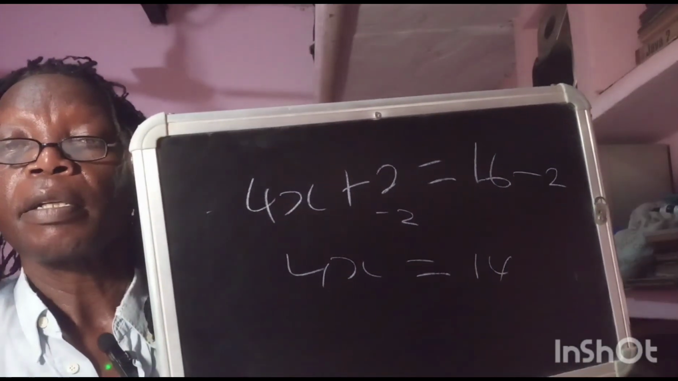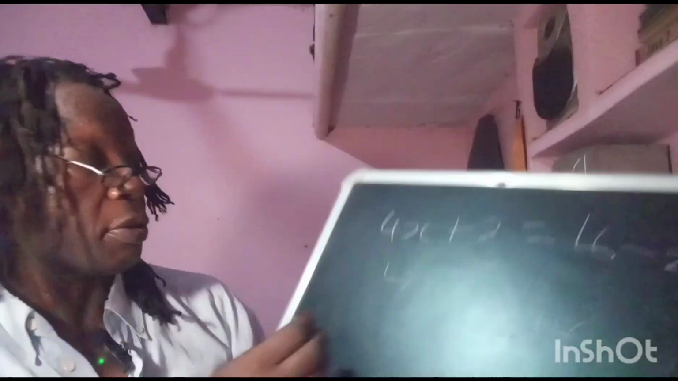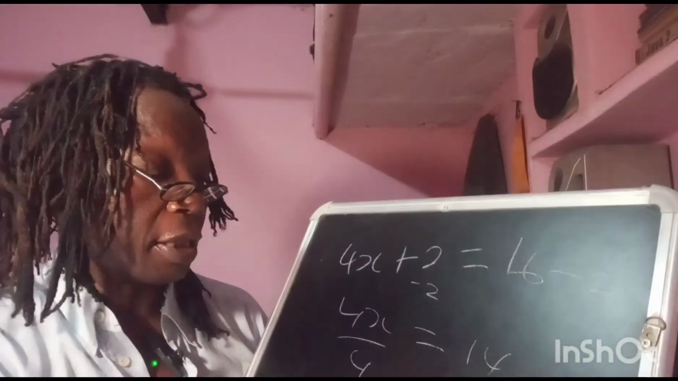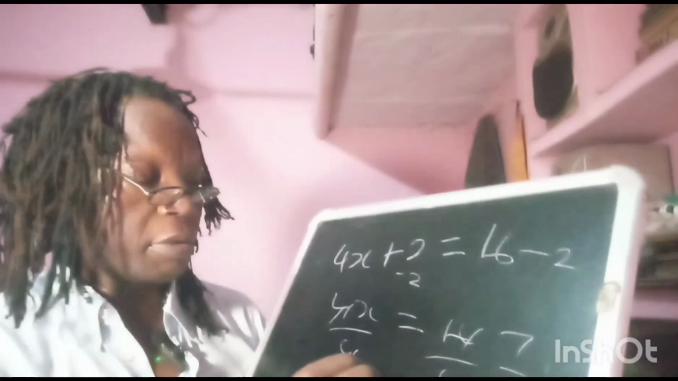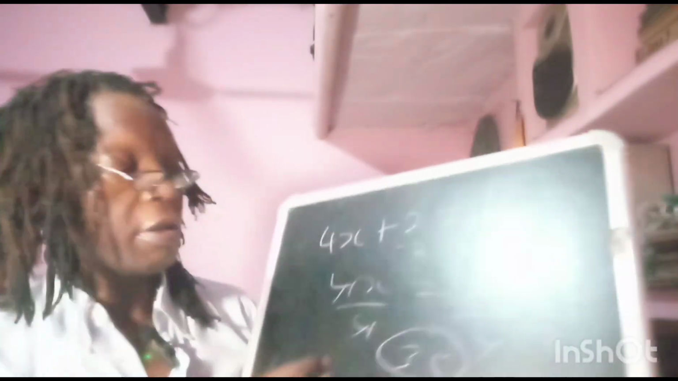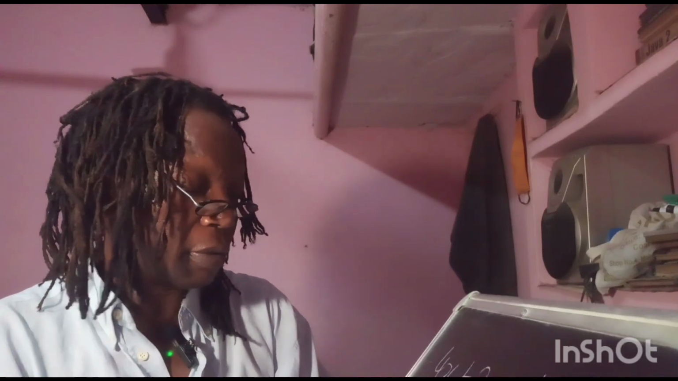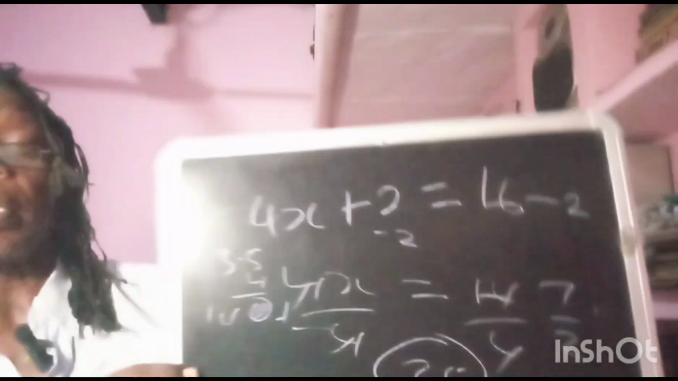Okay, you see what I'm doing? So to isolate x, we have to divide like this, and that should be 7 over 2, which is 3.5. And if you want to prove it, 3.5 times 4, that's 14. This is 14 plus 2, yeah, it's equal to 16.